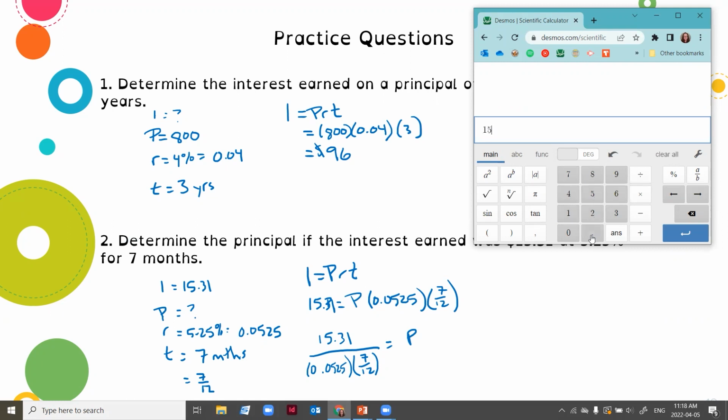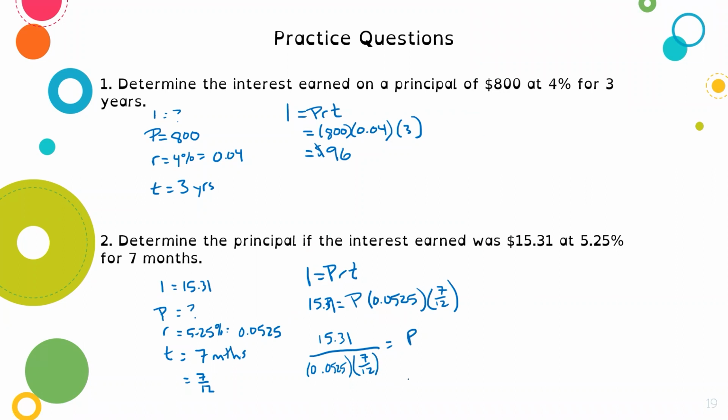So I'm going to do 15.31 divided by 0.0525 times, I'll put this in brackets, 7 divided by 12. It is a little bit messy. So I could understand why you might want to do your division first, because otherwise it could be a little bit awkward on your calculator, your calculator could screw up, but you do you, whatever works best. So our principal needs to be $499.92. And that's how we would figure out the principal, to earn that much interest.